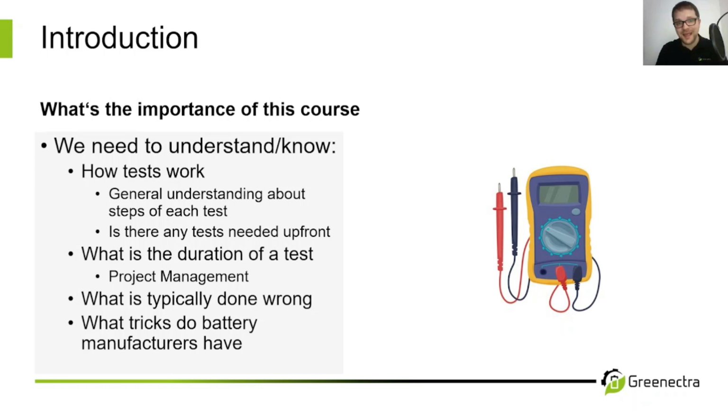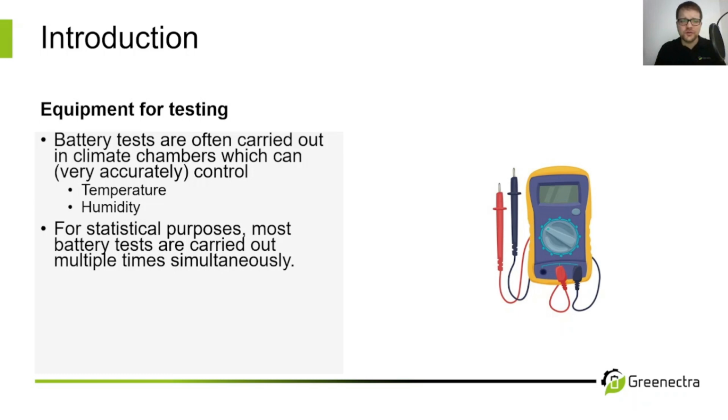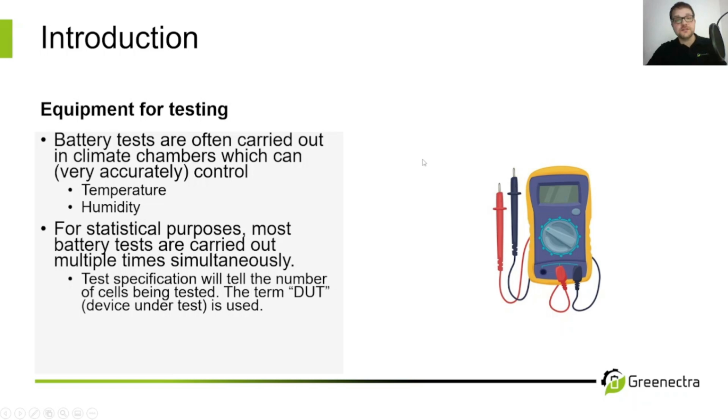Let me say something about the equipment. Battery tests are very often carried out in so-called climate chambers. These climate chambers can very accurately control temperature and humidity. For statistical purposes, most battery tests are carried out multiple times simultaneously. How many battery cells have to be tested? This is information you will always find within the test specification, and within most test specifications, the term DUT, which means device under test, is used.